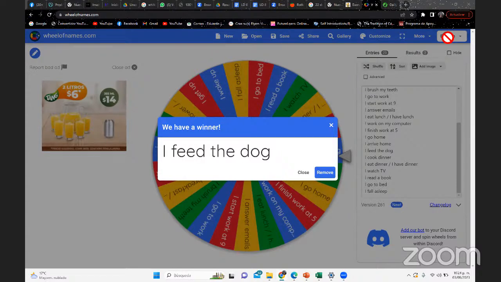Profe, disculpe, lo que pasa es que por accidente me sacó la aplicación de Zoom y me sacó de la sala. Ah, okay, don't worry.